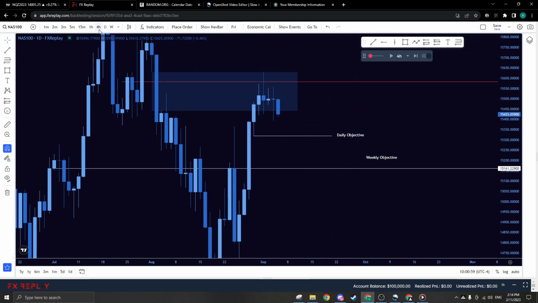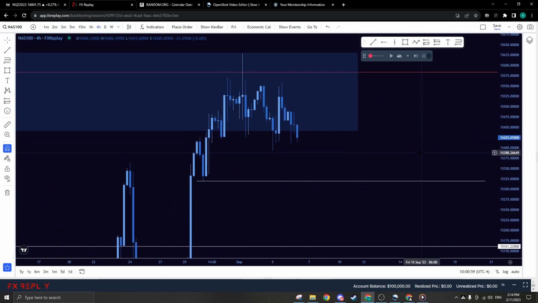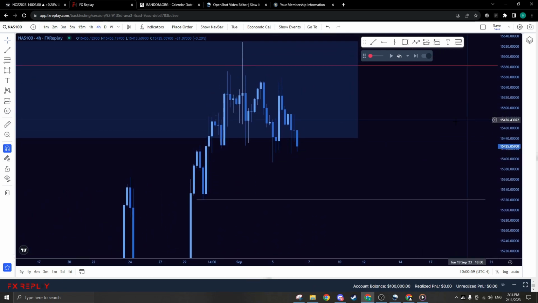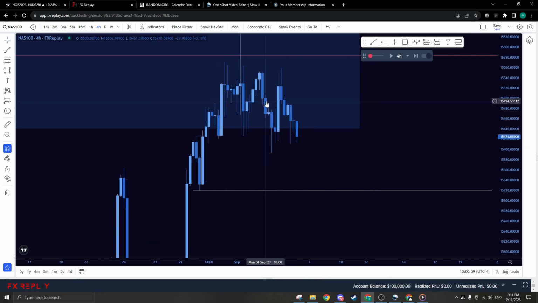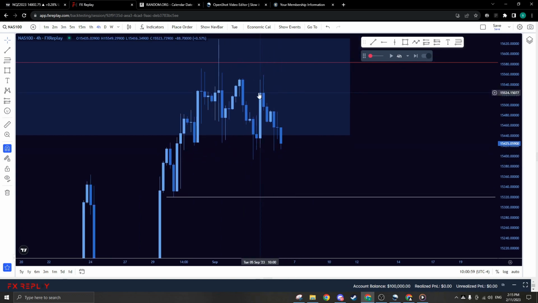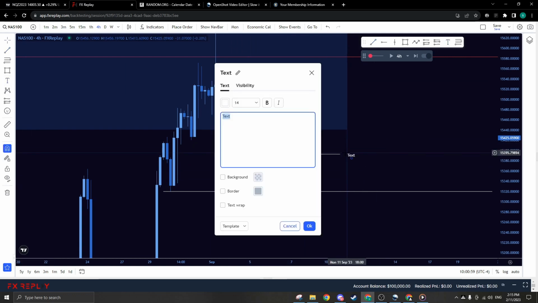Cool. 4 hour chart, let's see what's happening. We get that stop hunt on the 4 hour inside this daily imbalance, shifting structure to the downside. We come up, we respect this order block over here. So my 4 hour objective is this line here. This is my intermediary term objective.